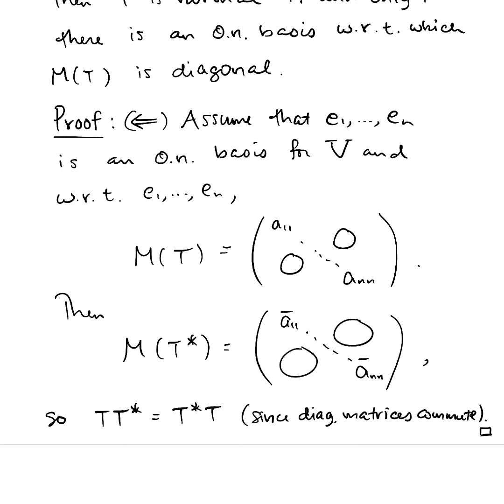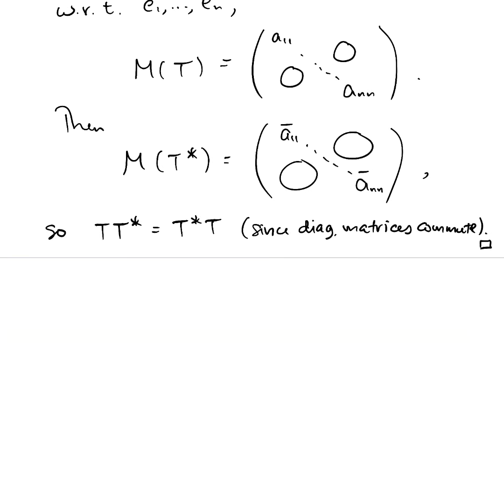Okay. Now, the forward direction of the proof offers a little more intrigue. It's going to have us assuming that the operator T is normal, and then having to argue that there exists an orthonormal basis with respect to which T's matrix is diagonal.